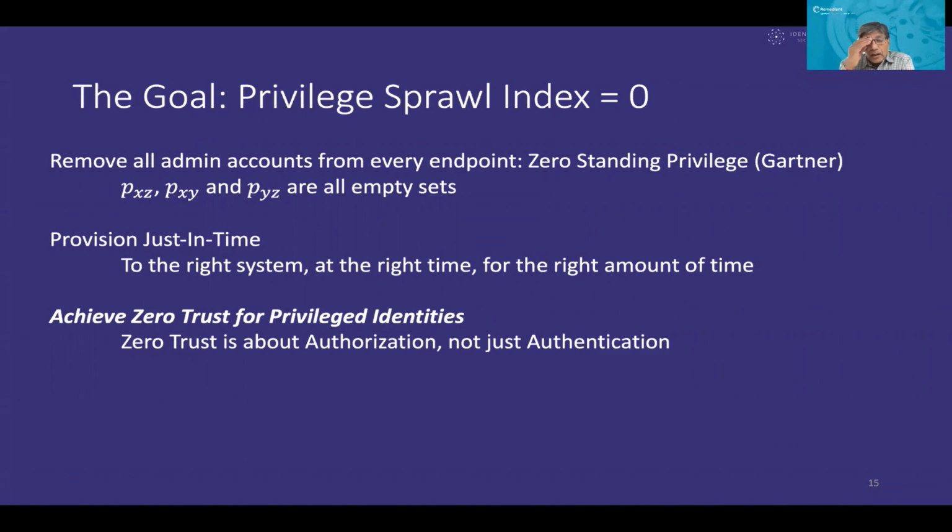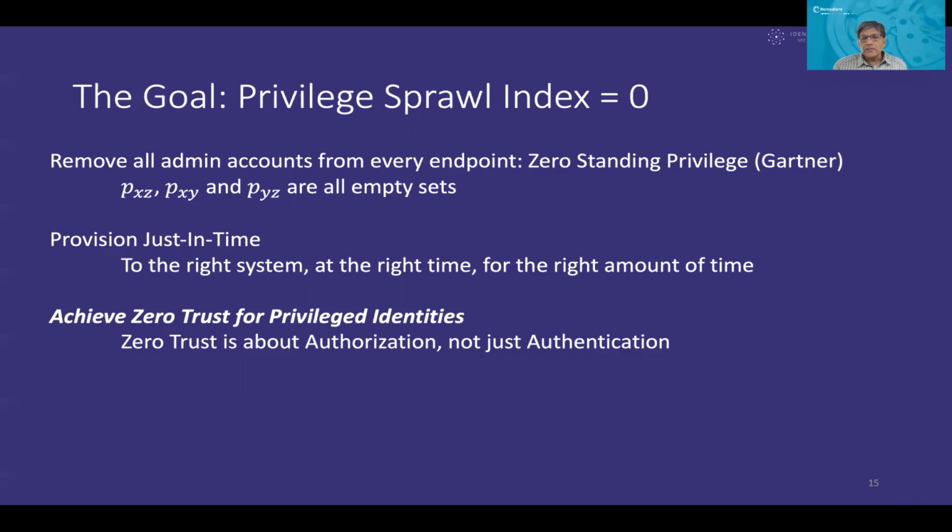And if you think about it, let's say I remove, for a moment, each and every admin account from each and every endpoint. So there are no admin accounts, what Gartner calls zero standing privilege, right? So in the examples and the scenarios I presented above, PXZ, PXY, PYZ, all of those intersecting sets between two systems, the intersecting sets of privilege accounts between any two systems is empty, right?